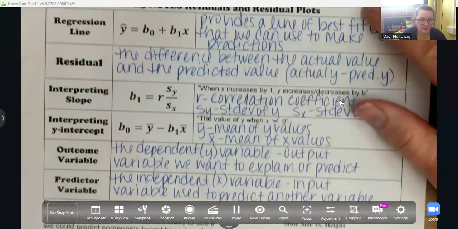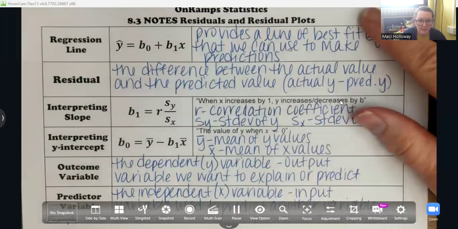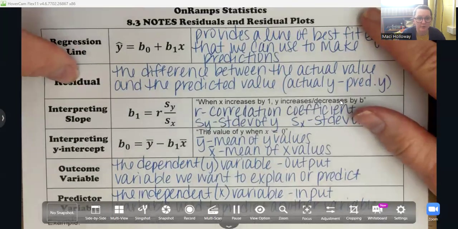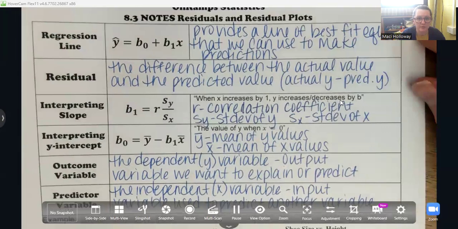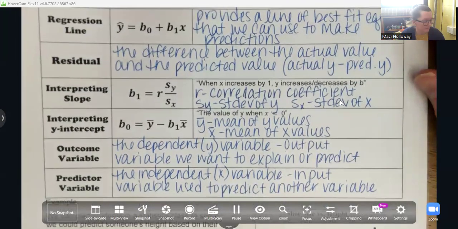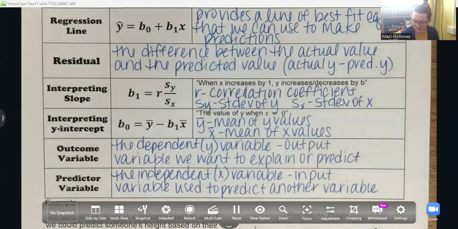All right, we are starting 8.3 notes. We're going to be talking about regression lines today and residuals. So I have some terms that I'd like us to know about first.